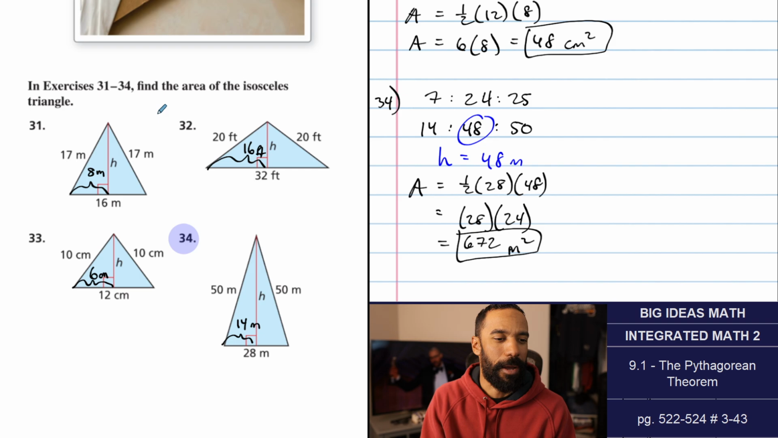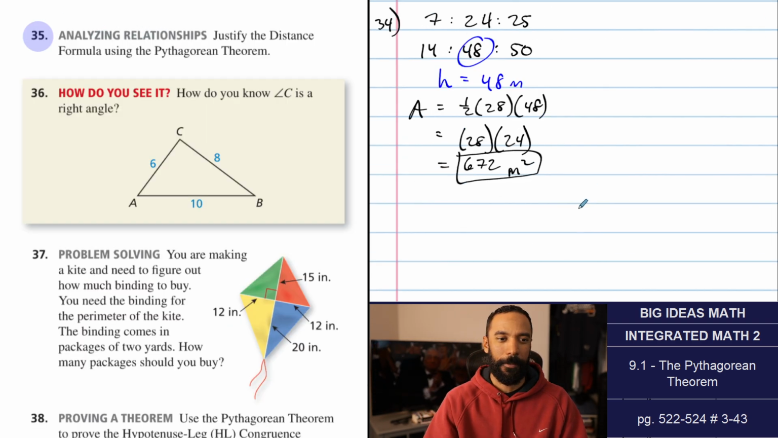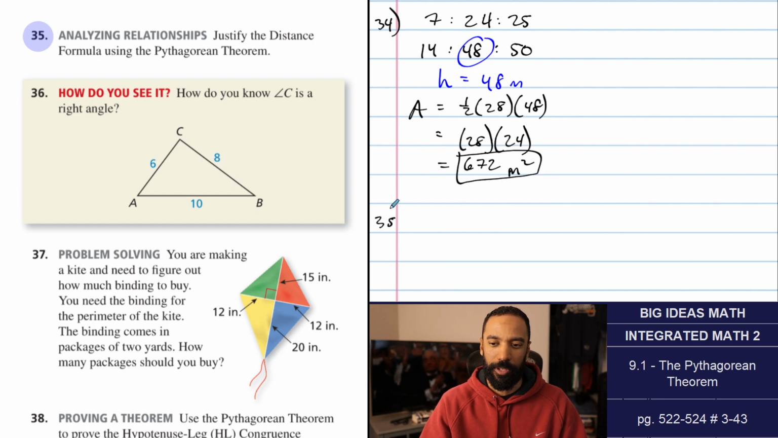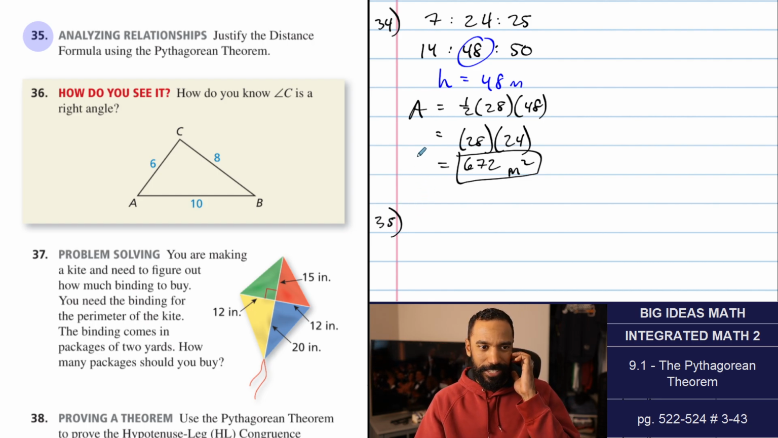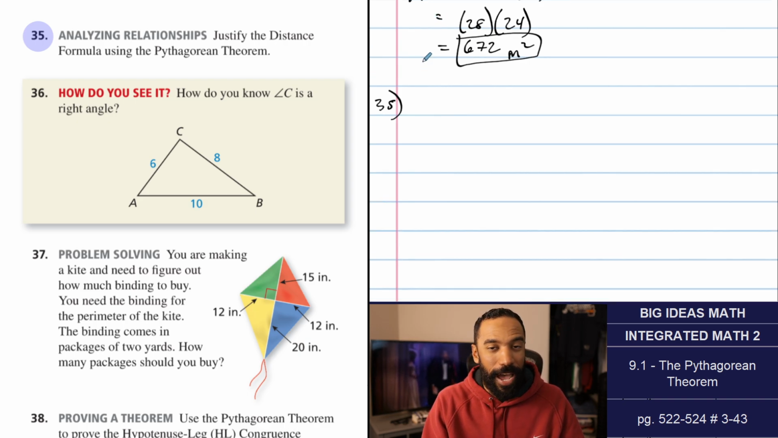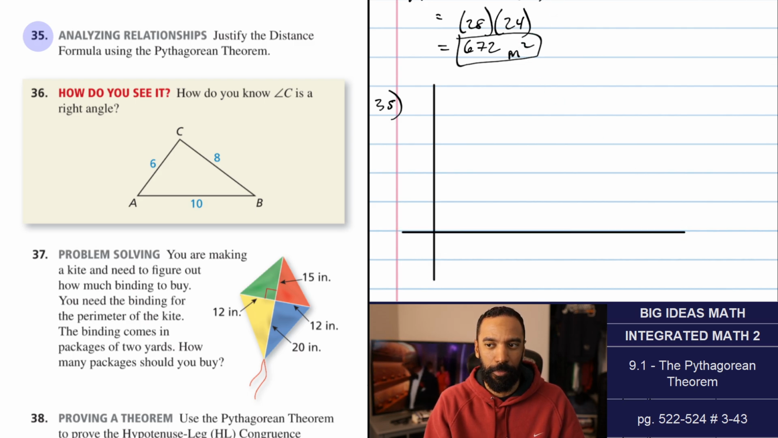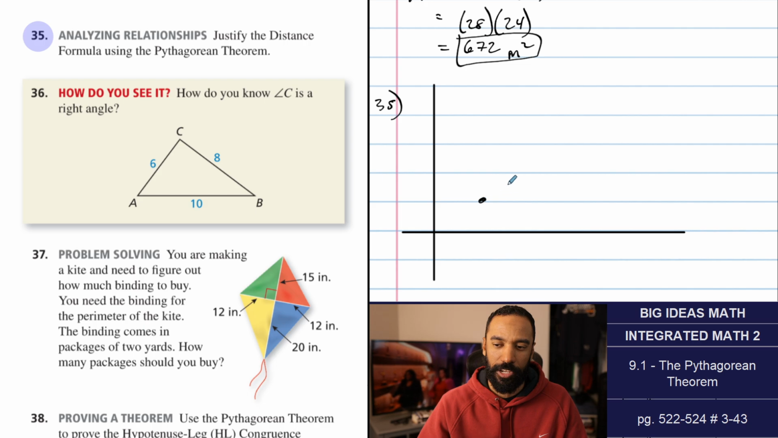All right. Number 35. Said I didn't like using the calculator. This is where problems are probably going to get a little bit longer, though. Justify the distance formula using the Pythagorean theorem. You know what? I do that all the time. I don't know if I justify it, but I use Pythagorean theorem instead of distance formula all the time. See, I'm not a fan of using distance formula if Pythagorean theorem will do. So here's going to be my justification.